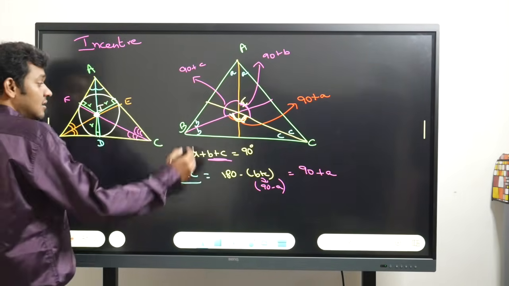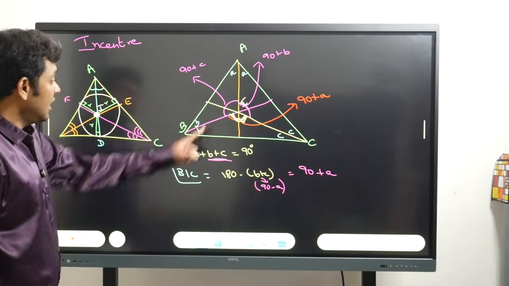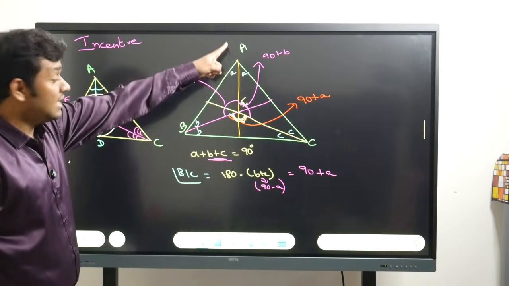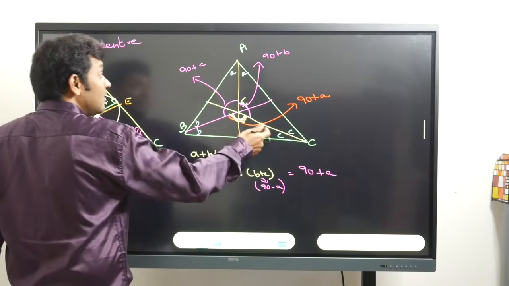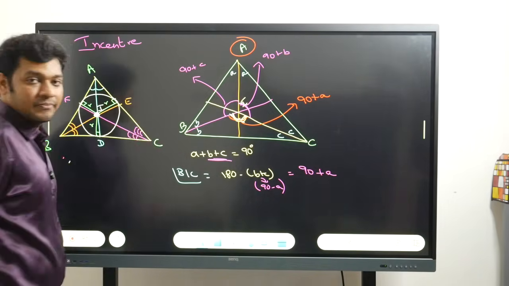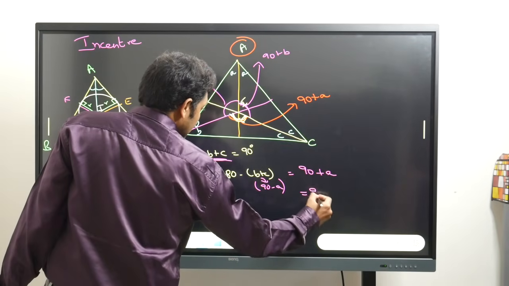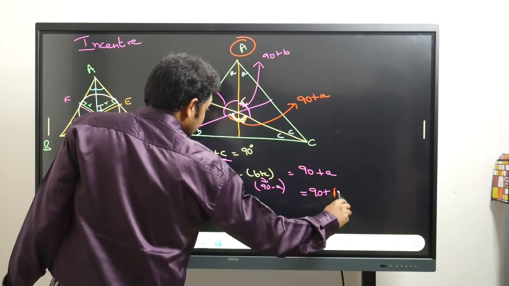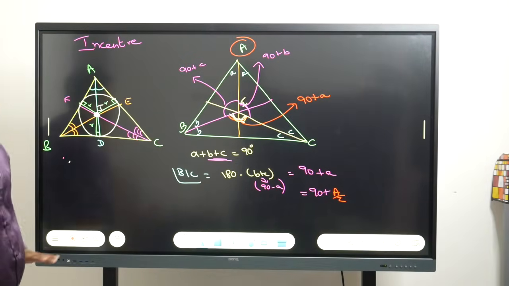Right? So in the incentre, the angle made by a side with the incentre will be 90 plus a. What is a? Half of the other angle. So this angle is nothing but 90 plus half capital A. Okay. So 90 plus capital A by 2. Capital A is the angle in the triangle.